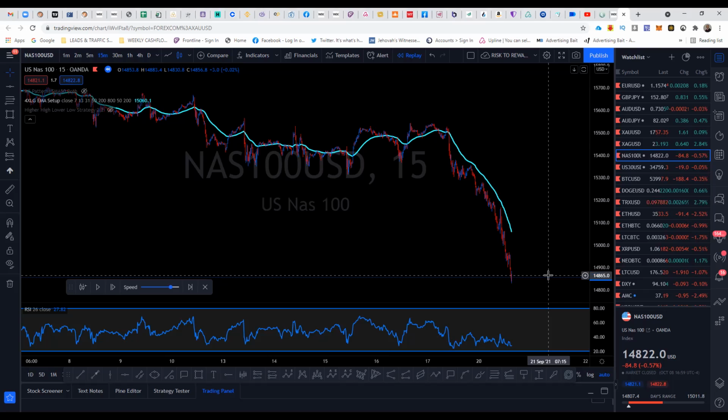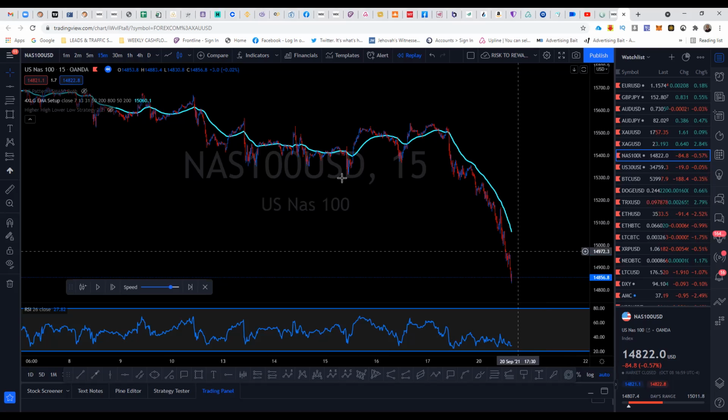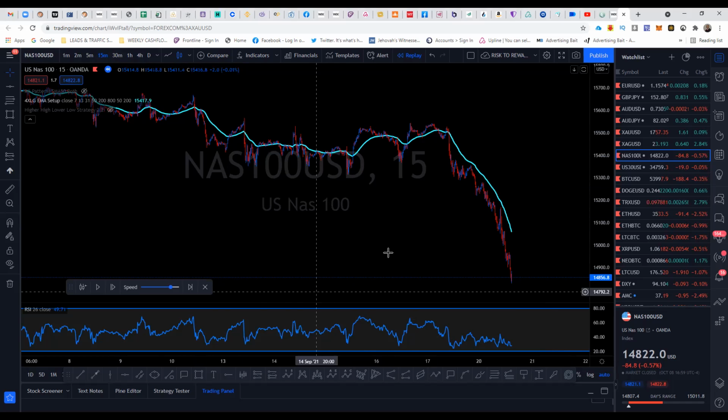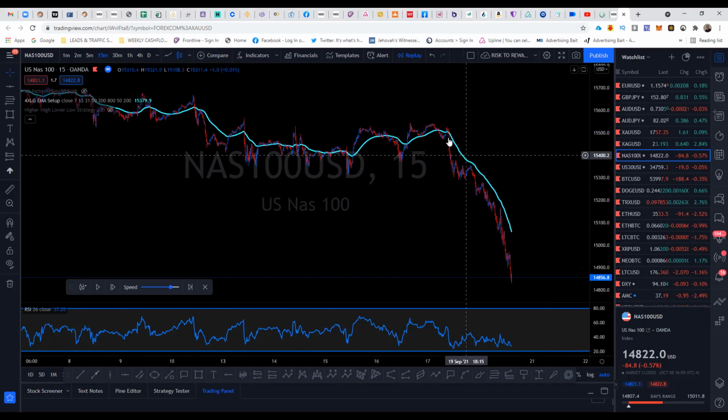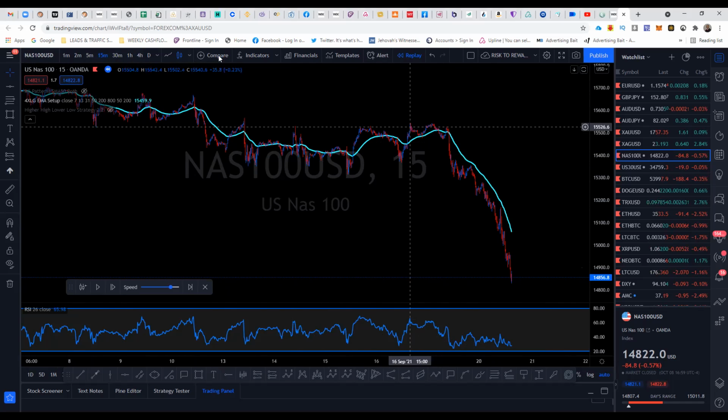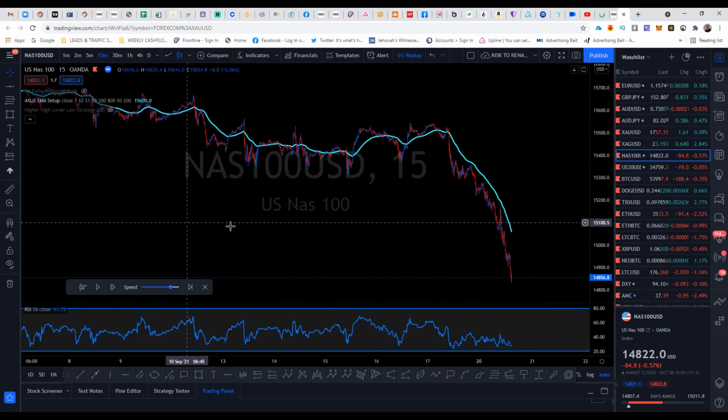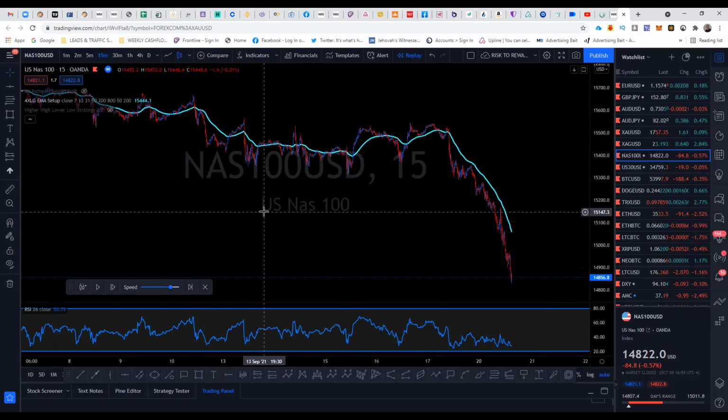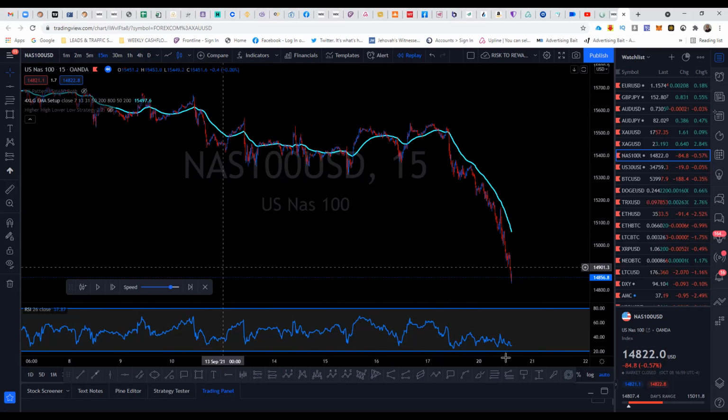So the first thing we're going to do, the way we're going to do our top-down analysis, is draw up market structure from the 15-minute to the 30-minute to the 1 hour to the 4 hour. And then, depending on which time frame we want to enter the market on, we're going to determine where the market is going based on the market structure we drew up.